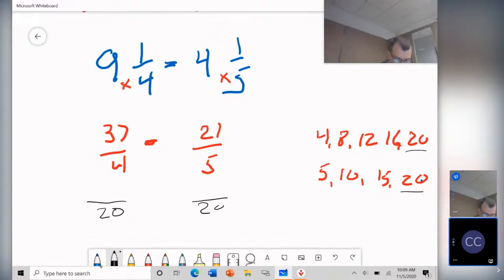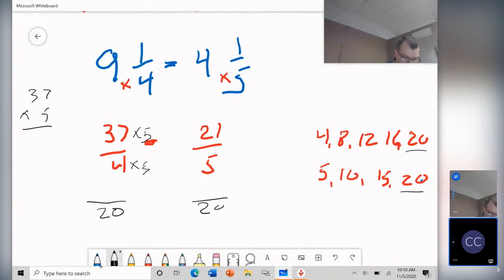And 4 times what equals 20? Well, I'm going to look: 1, 2, 3, 4, 5. And remember, if we multiply the bottom times 5, we have to multiply the top. Excuse me, not 20 times 5. Okay, so then we're going to do 37 times 5.